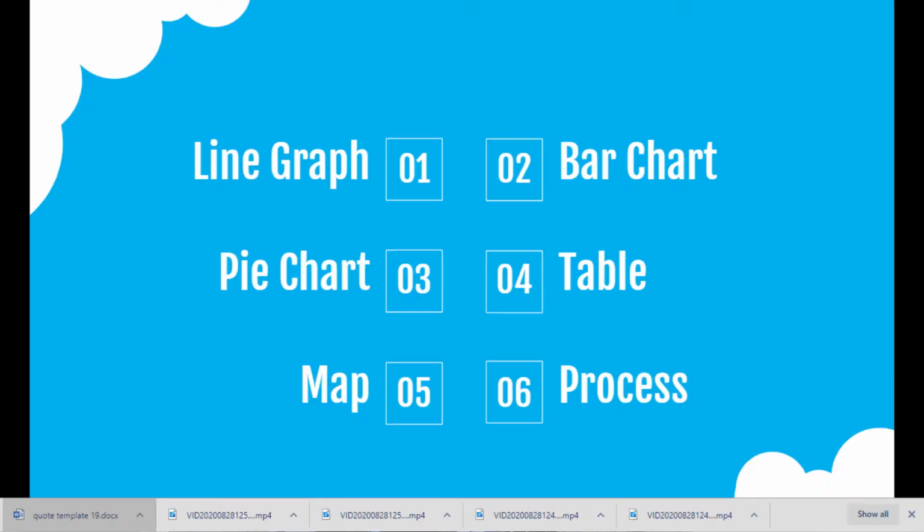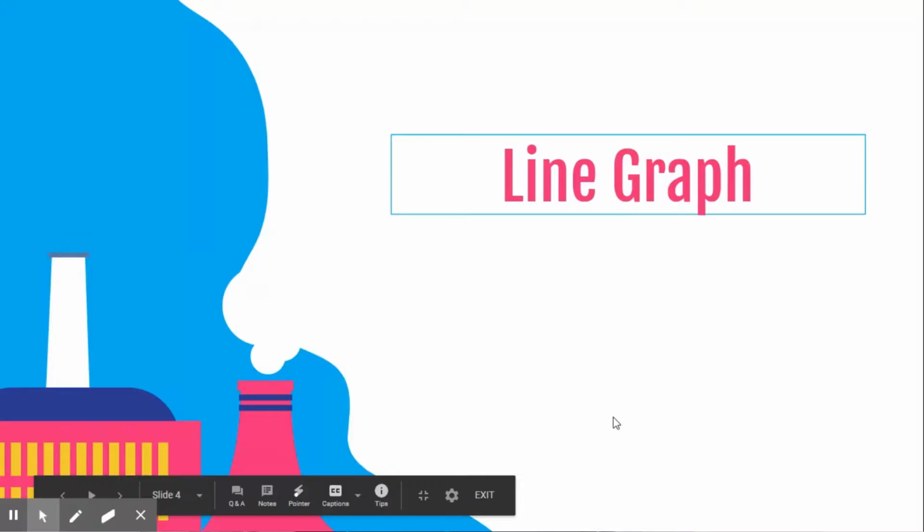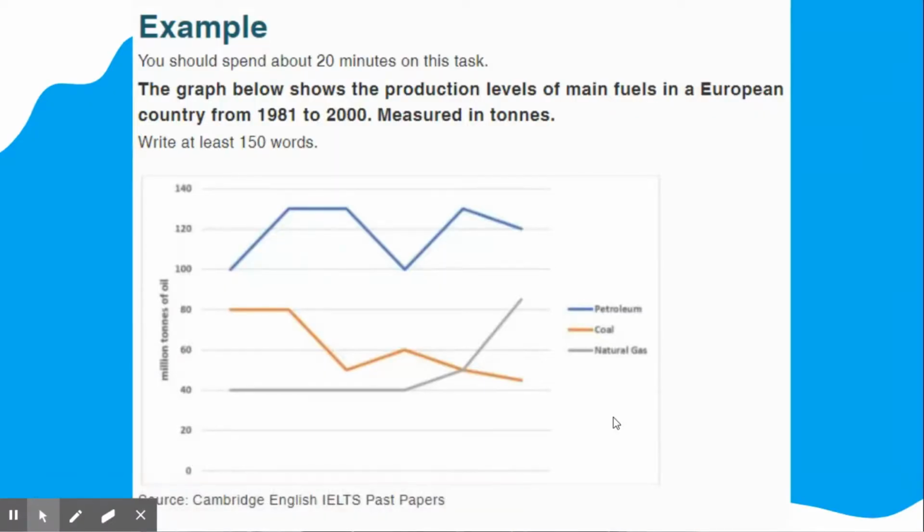Okay, so these are the types of questions that we're going to discuss in our series. First line graph and bar chart, and then pie chart and table, and map and process. Now have a look at the line graph. This is an example of a question that you will have in your test later. This one is quite simple because it only consists of 3 lines. You may have more than 3 lines in your test, but the process is the same.